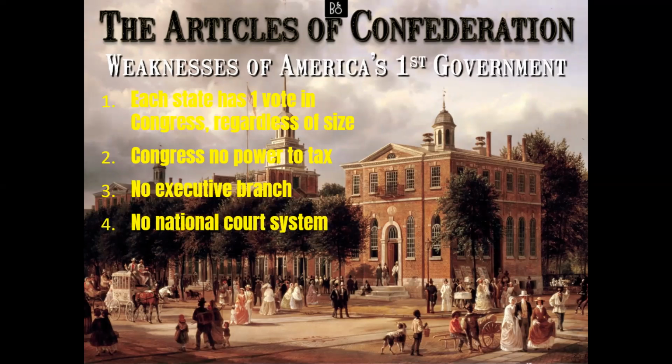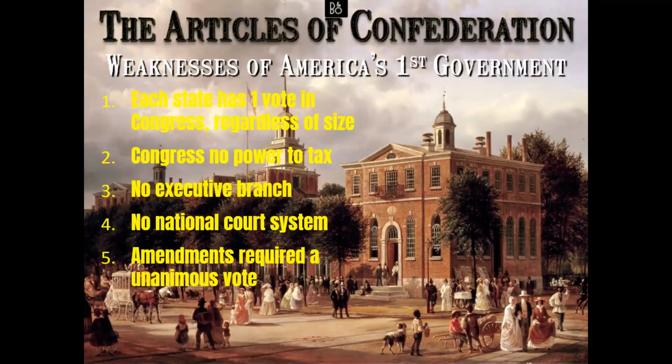There's no national court system, so no national or Supreme Court to settle disputes between states. Amendments required a unanimous vote. Remember, we talked about how all 13 of the representatives had to agree to amend the Articles of Confederation, and that's almost impossible for all 13 to agree about one thing. And states printed their own money and their own currency, so it made it really hard for people to travel between states because there'd have to be an exchange rate for each state, since each currency had a different value. And at any time, you can pause the video to take notes.